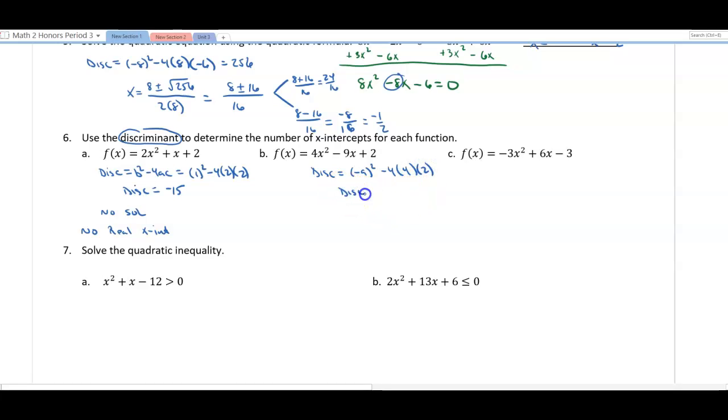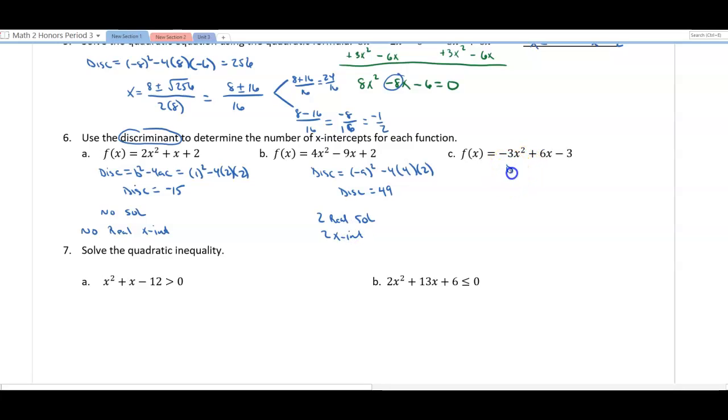Okay. The next one, my discriminant would be negative 9 squared minus 4 times 4 times 2. So this discriminant, when you plug it in, would have a value of 49. And since the discriminant is positive, that means you're going to have 2 real solutions, which means you're going to have 2 x-intercepts.